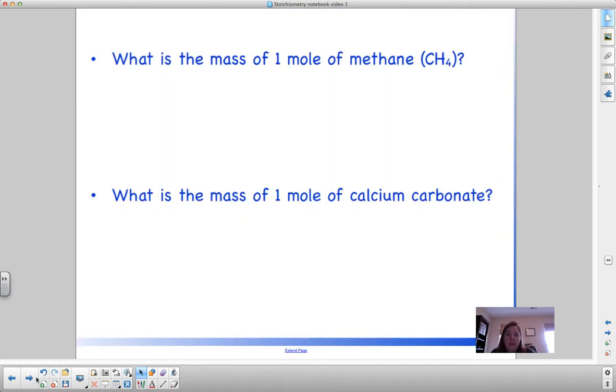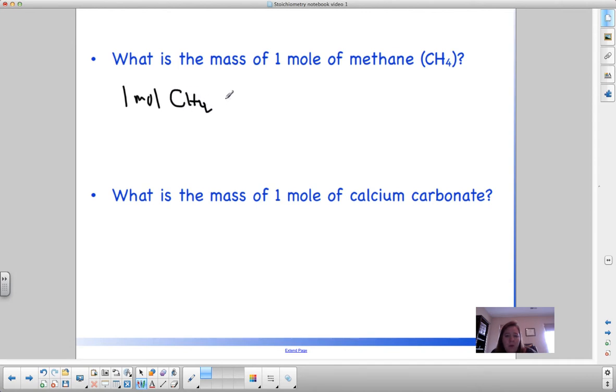Okay, so let's go ahead and do some little practice problems here. So what is the mass of 1 mole of methane? Well, always start with your given, if you recall. It gives us 1 mole of methane. Okay, so we have 1 mole, MOL, and we have CH4.